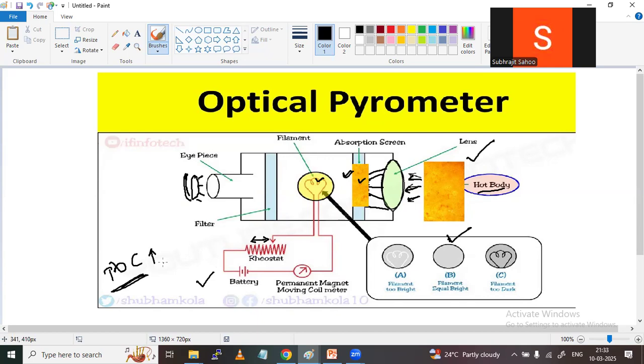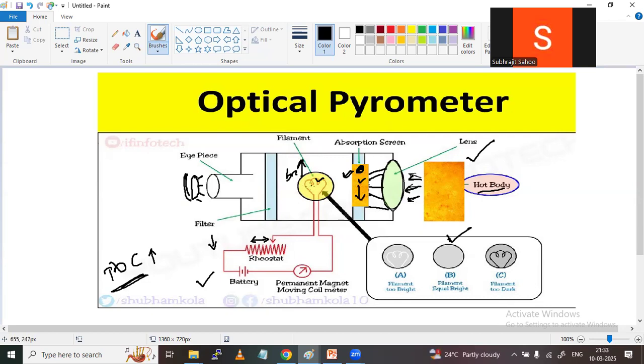Now another case I will take, sir. Suppose the filament is very bright and this is dark. Then what do I have to do? I have to change the resistor so that current in the circuit will decrease. If it decreases, brightness slowly decreases. In this situation the filament brightness is more and the hot source brightness, this observation screen brightness, is less.